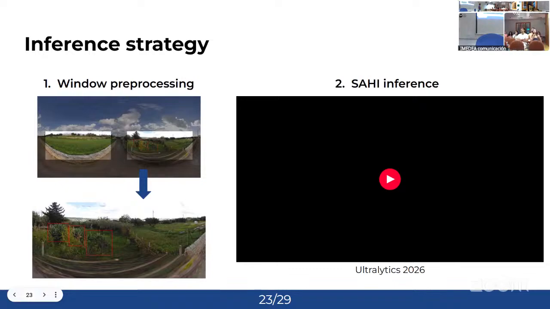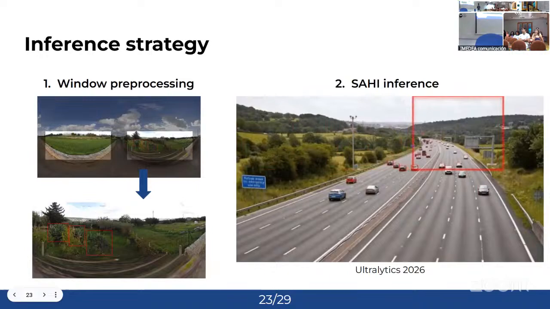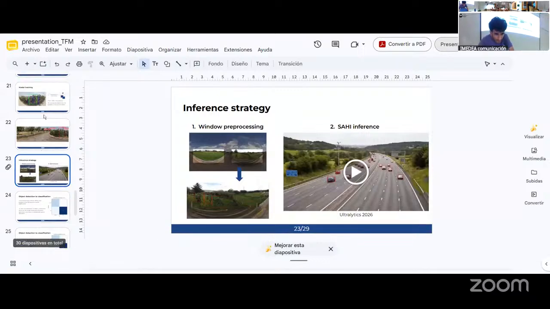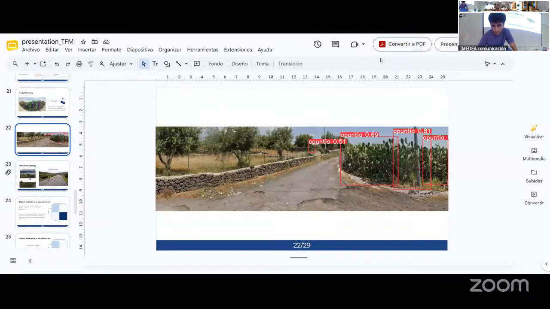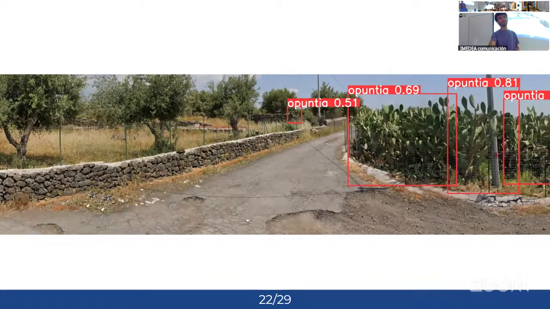Which prediction did you put there? Is it using Sahi, the one with many plants and the other one in the background? The one we were talking about before. Okay, this one. You apply Sahi here also? Yes. We first do the preprocessing window, which is not the whole image, just a window. And then in the window, we do the Sahi.